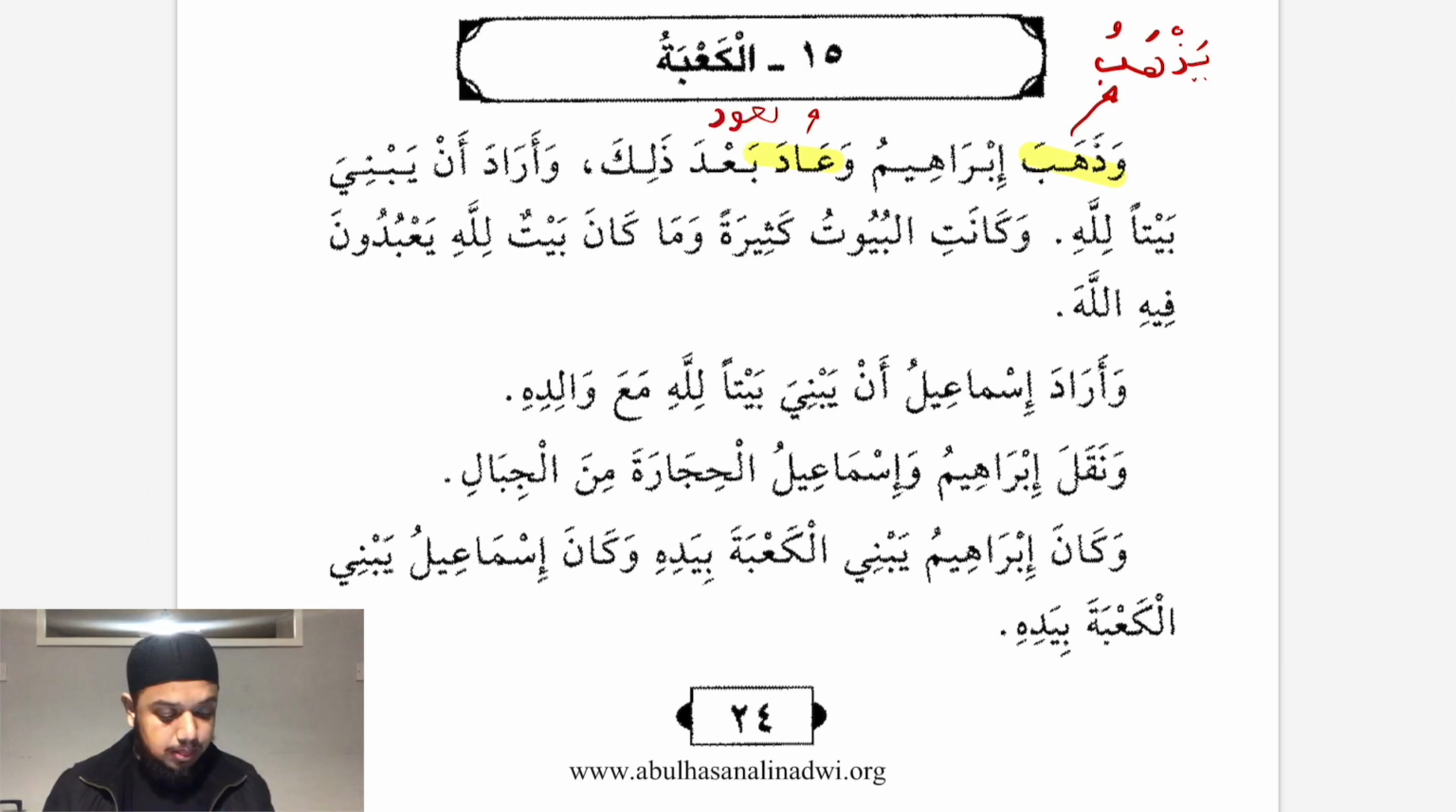وأراد أن, and he wanted to, he intended to, يعني إبراهيم عليه الصلاة والسلام intended to يبني بيتا لله. يبني is a new verb for us. يبني بيتا لله. يبني means to build or to construct. Its ماضي is بنى. Its مضارع is يبني. And its مصدر is بناء. So بنى, يبني, بناء.